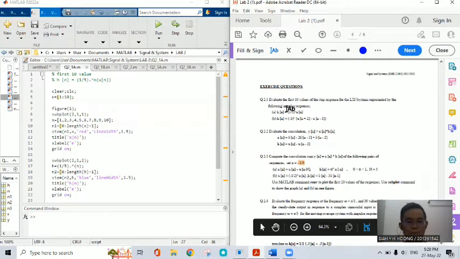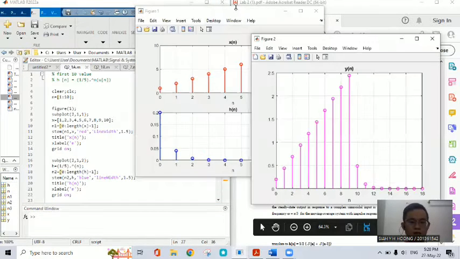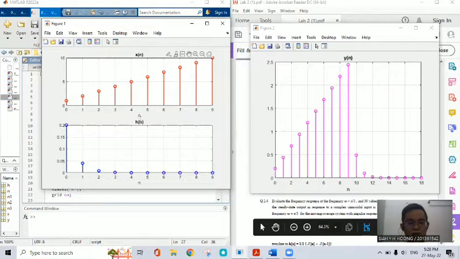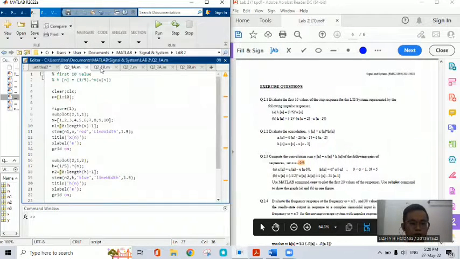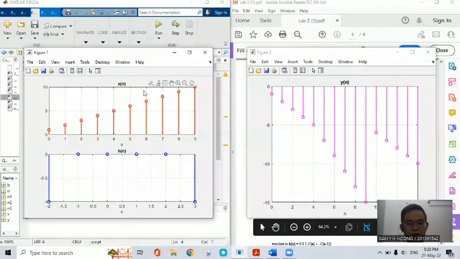So question 2.1. As the doctor said before, for question 2.1 we just have to execute the code and show our output only. Therefore, I'm going to show my output for question 2.1a. We can see that this is the X signal, and this is the impulse signal. After being convolved, we will have the y[n] signal. So this is the result. And this is 2.1b. This is the result.